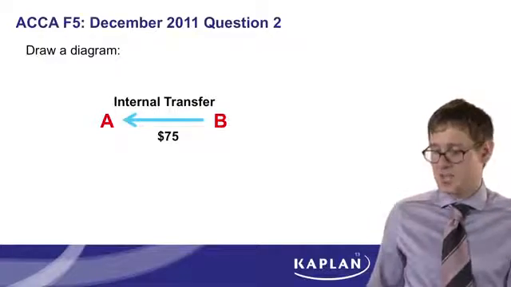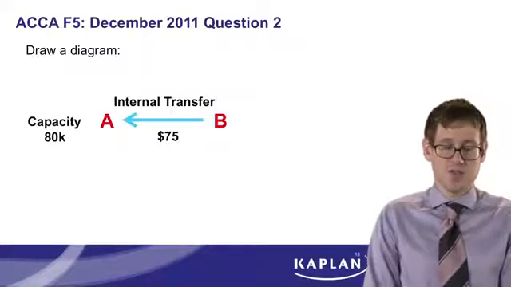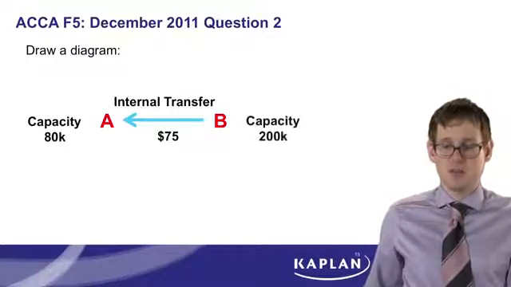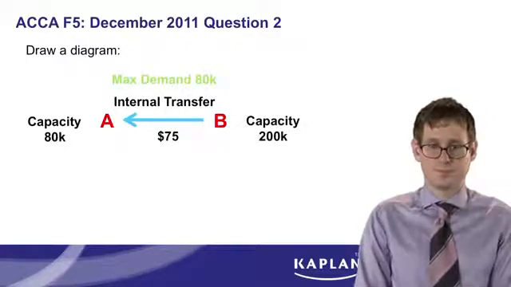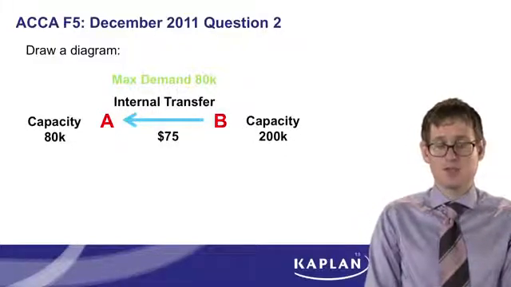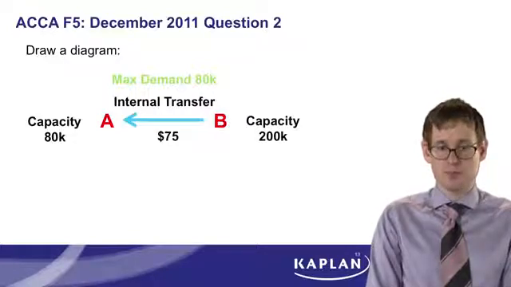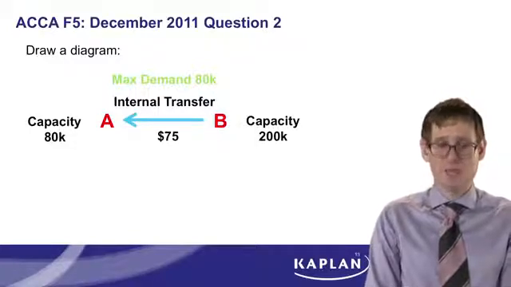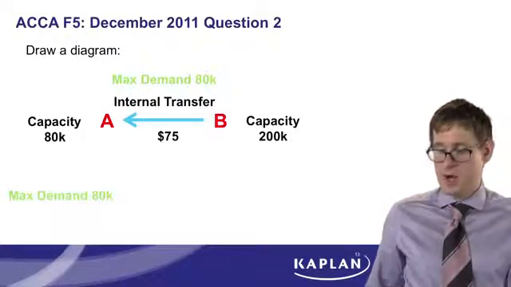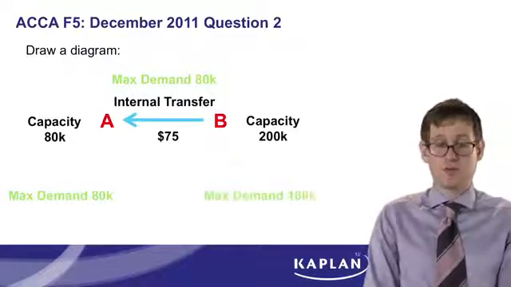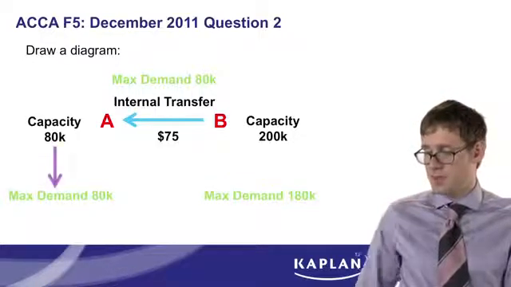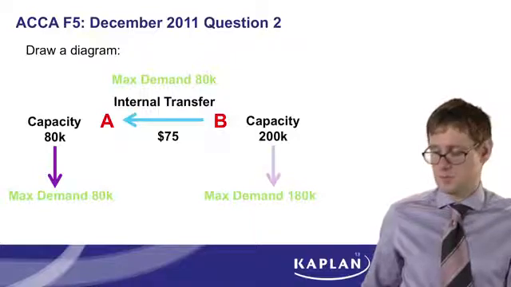Other information here that is key is the capacity of both divisions. The capacity for Division A is 80,000. The capacity for Division B is 200,000. We're also told then that the maximum demand for the internal product is 80,000. This is to ensure then that A is working at full capacity. Finally then, let's mark on the maximum external demand for both divisions. For Division A, it's 80,000. For Division B, it's 180,000.